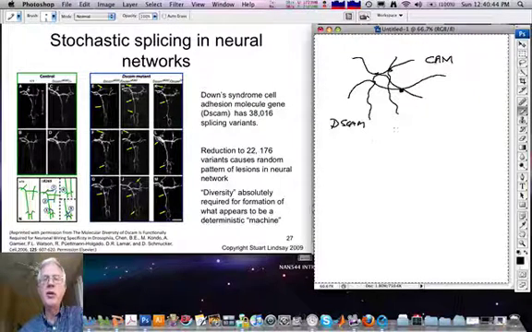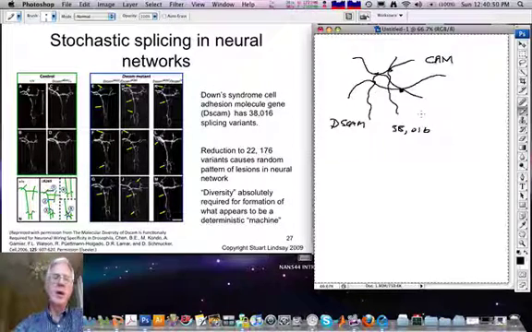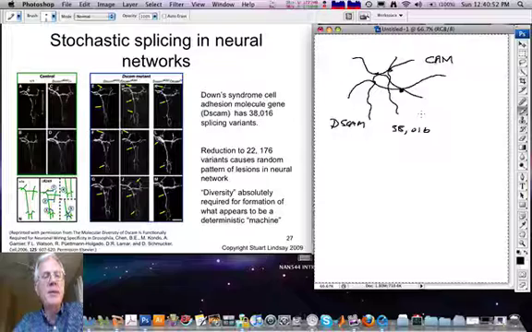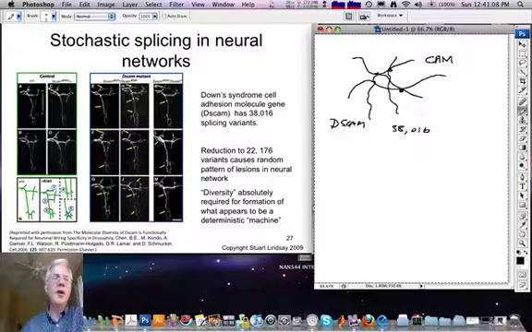has a total of 38,016 splicing variants. The team examining this molecule wondered what would happen if they used recombinant techniques to reduce the diversity of the gene. When they did this, reducing the number of possible splicing variants to 22,176, the poor old fruit fly's neural network required for monitoring signals from the ear bristles of the fruit fly went from healthy to pathologically deformed.